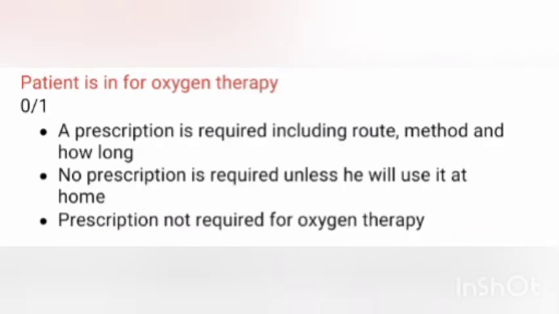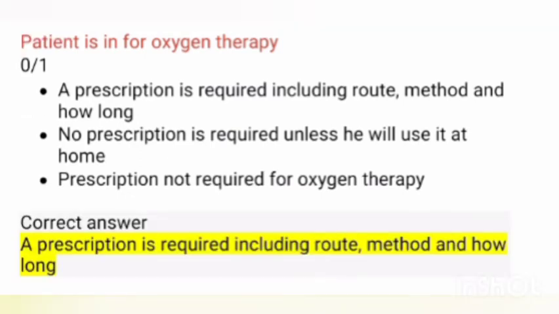Next question, patient is in for oxygen therapy. Answers: Option A, a prescription is required including route, method and how long. Option B, no prescription is required unless he will use it at home. Option C, prescription not required for oxygen therapy. The correct answer is, a prescription is required including route, method and how long.